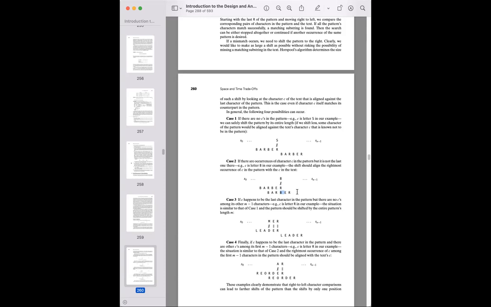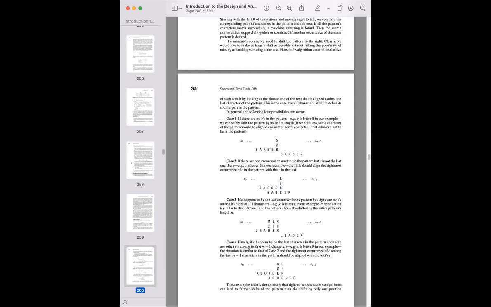So our case 3 here is C happens to be the last character in the pattern, but there are no C's among the other characters. So in this case, we find an R. So we go down and see that there's an R there, and then the E matches up. But then we finally get an M, and there are no M's in the rest of the pattern. So at this point, we know that all of this is wrong. These two can't be right because that's not right. So at that point, we can shift all the way over past the end of C to C+1, okay?